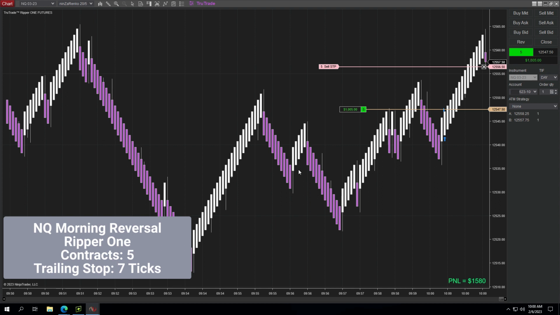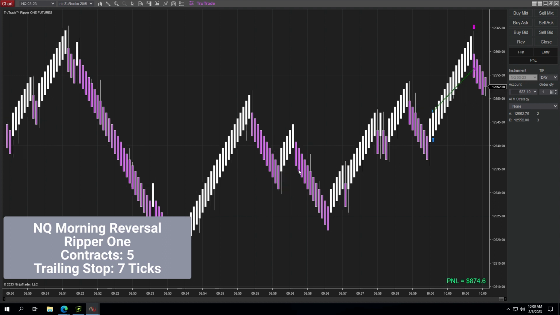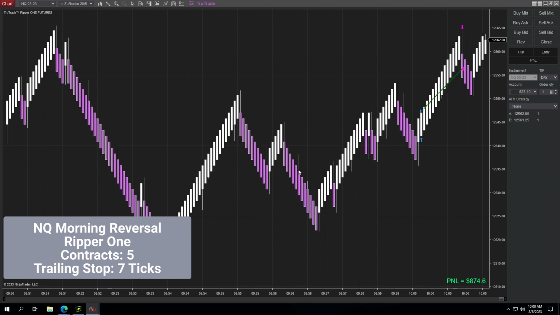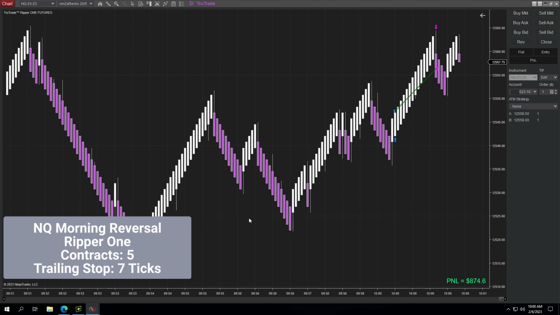Okay, so 1580. Order filled. All right, let's see what this bar closes, what that did. We had a good shot. We are at 874. We have fast entry turned on, so we'll get a few more trades than we would with it turned off. Fast entry just allows the algorithm to get a little more aggressive.